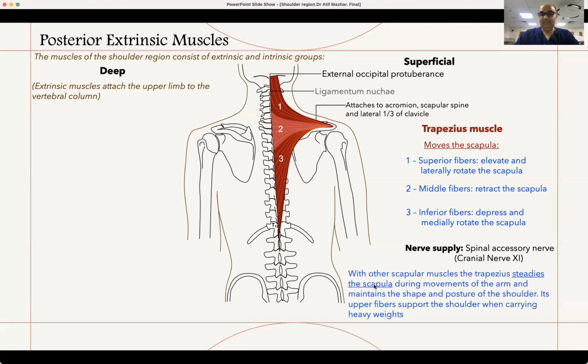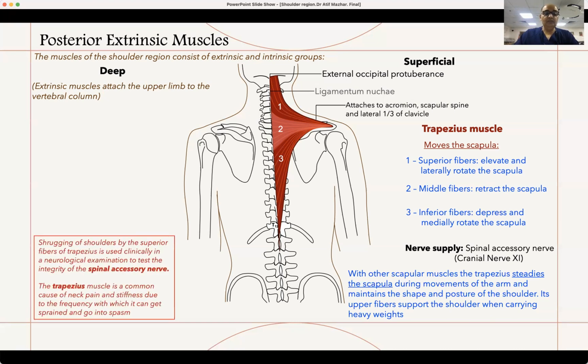Now, guys, anything which comes in blue in my slides is the action of muscles. For MSK, anything in red is the clinical correlations, clinically significant points. So now what happens here? With other scapular muscles, we have others. What does the trapezius do? It steadies the scapula, so it stabilizes the scapula when we are moving our arm and manipulating the shape and posture of the shoulder. And the upper fibers support the shoulder when we are carrying heavy weights. We'll be learning these concepts in more detail.